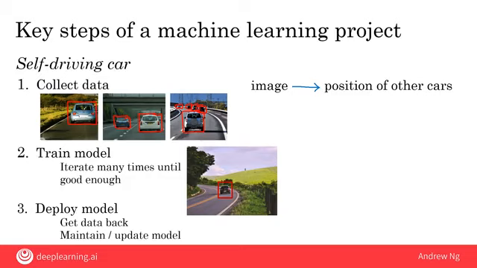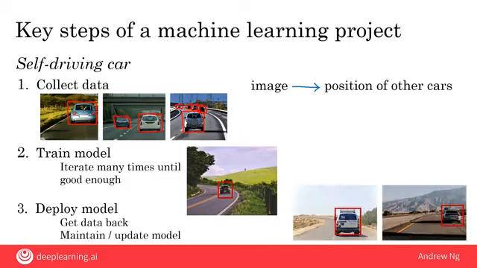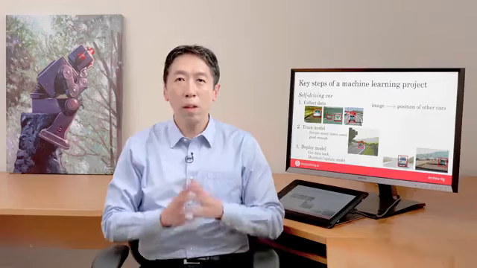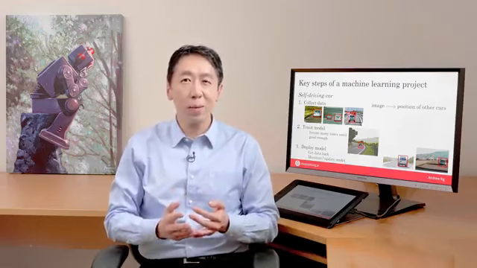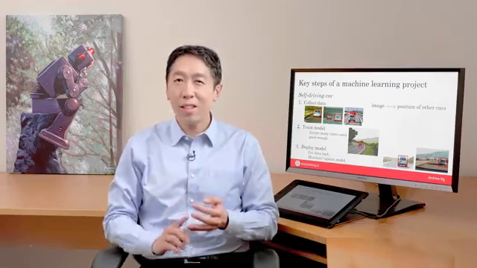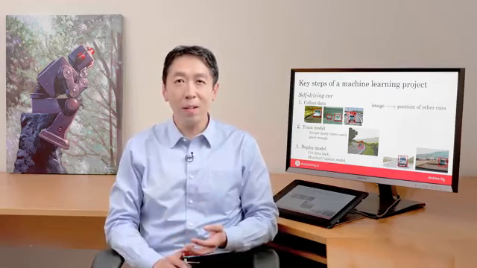And so you would get data back, say pictures of these golf carts, and use the new data to maintain and update the model so that hopefully you can have your AI software continually get better and better, to the point where you end up with software that can do a pretty good job detecting other cars from pictures like these. In this video, you learned the key steps of a machine learning project, which are to collect data, to train the model, and then to deploy the model.